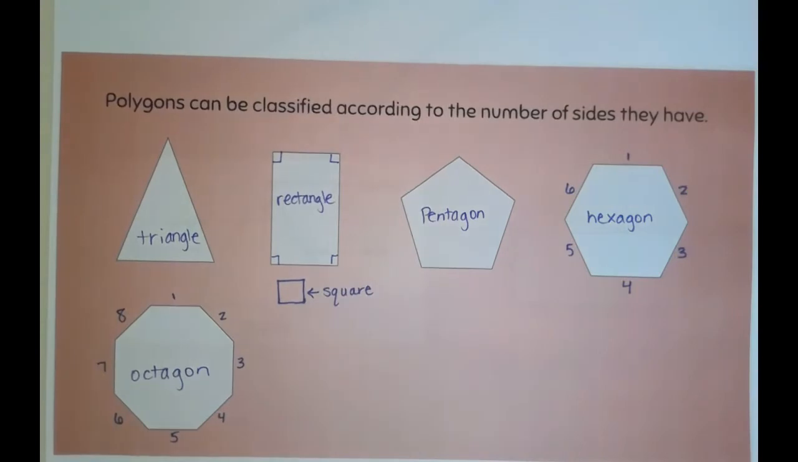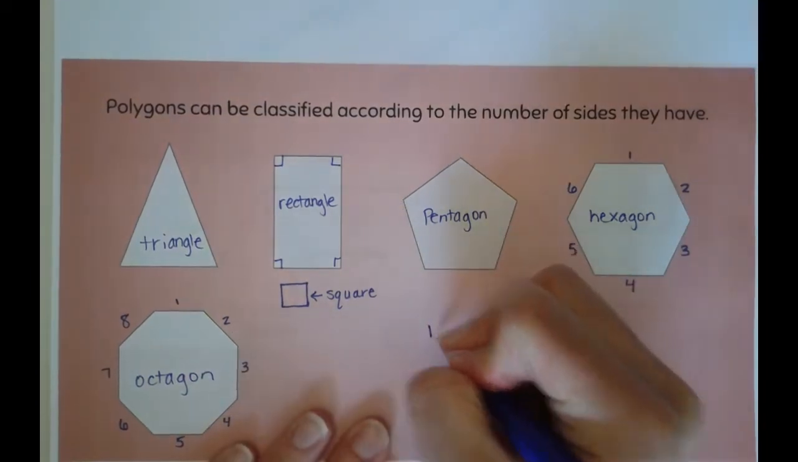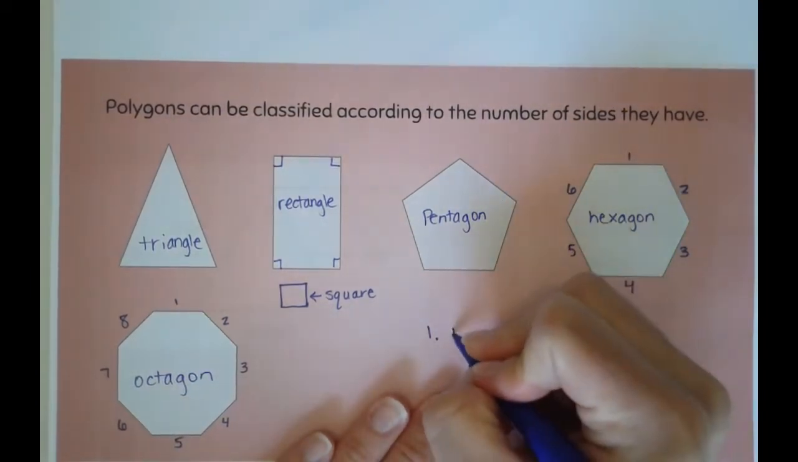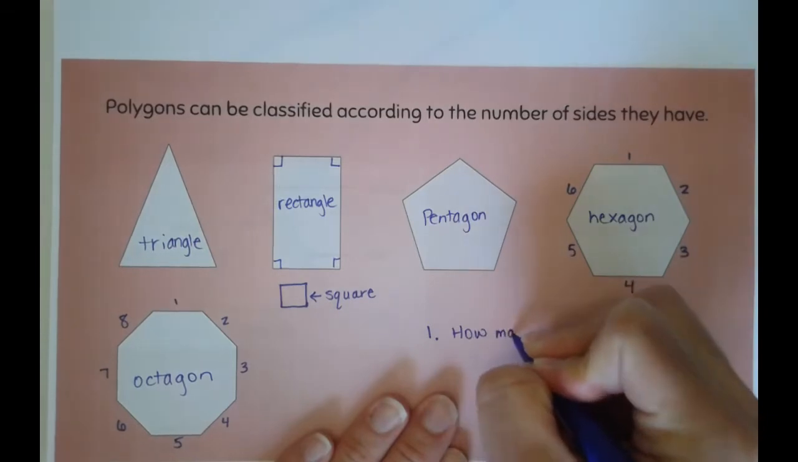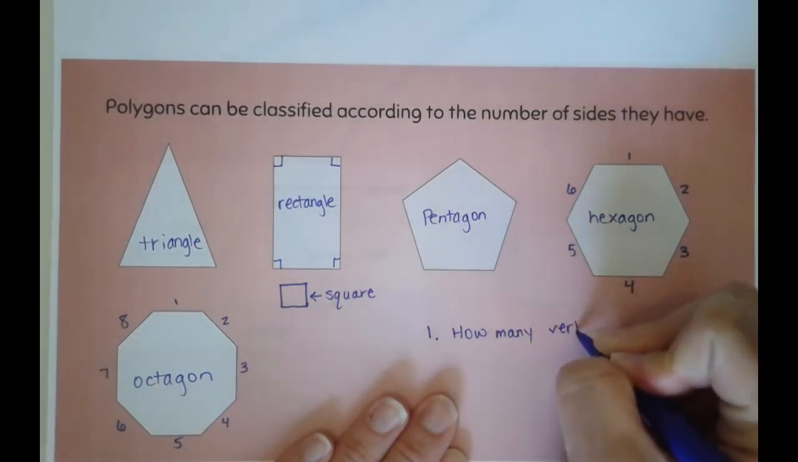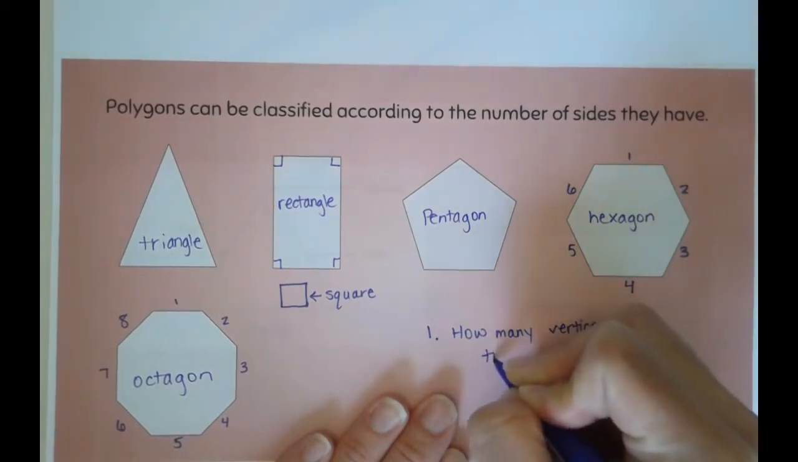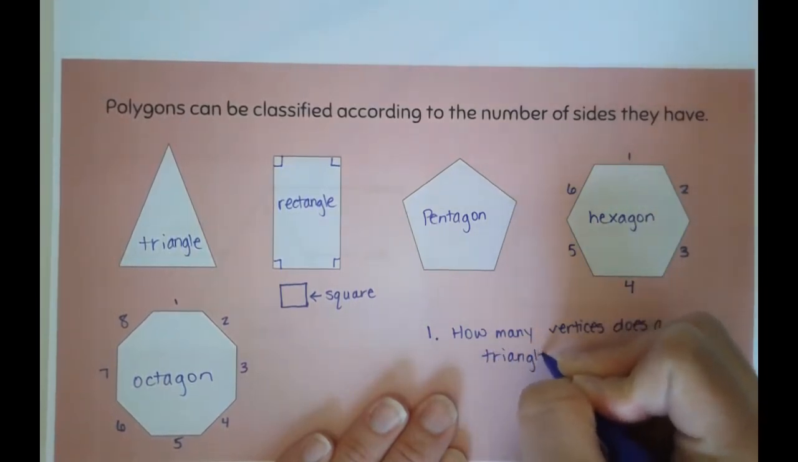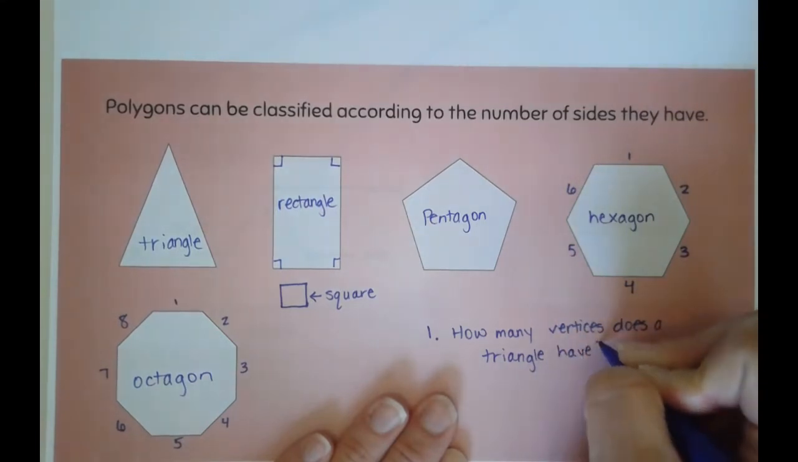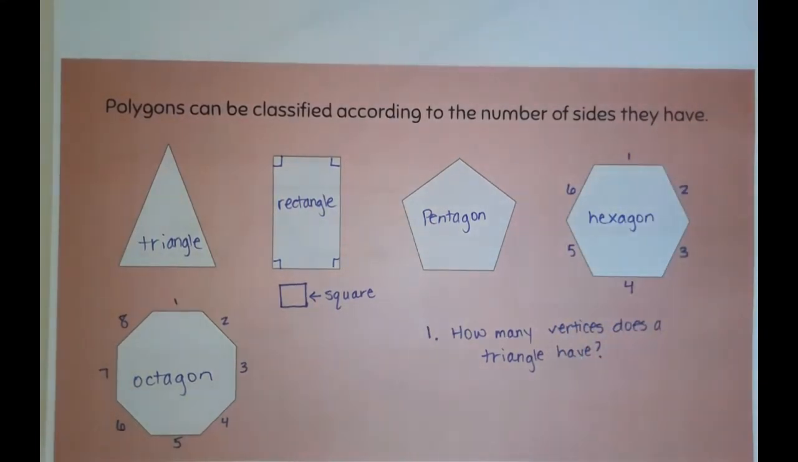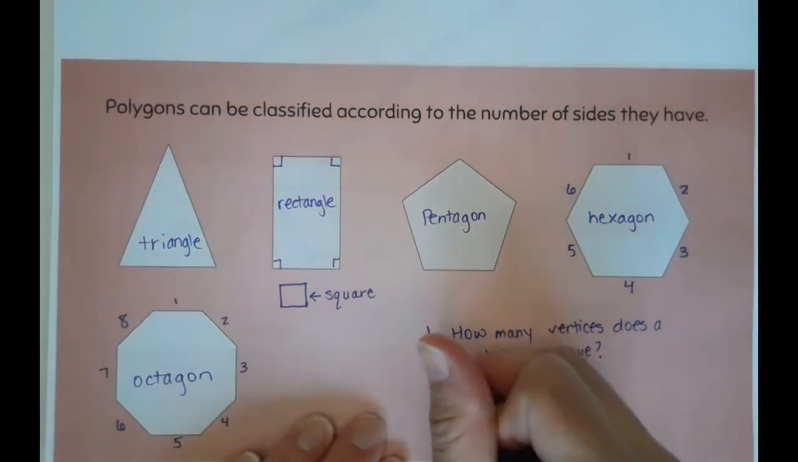Okay. Now, let's review a few things. So, I'm going to ask a couple questions. I want you to write your answers down, and then we'll review them. So, question number 1. How many vertices does a triangle have? See if you remember what I taught you about vertices. How many vertices does a triangle have? That's question number 1.